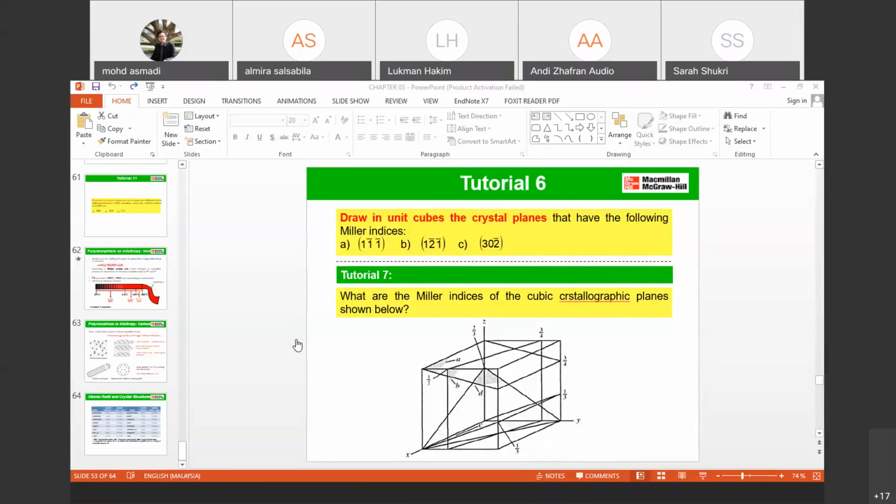For Afif, please make sure how you calculate taking the reciprocal: it should be 1 divided by infinity. Almira, please do together. I hope you can do tutorials B, C, and D, and we will discuss again tomorrow. If you don't understand, you can ask me tomorrow.